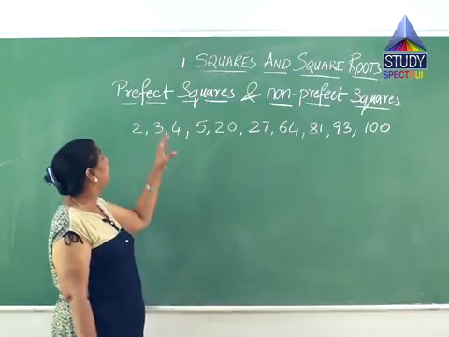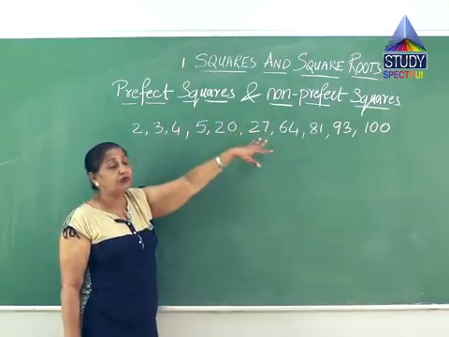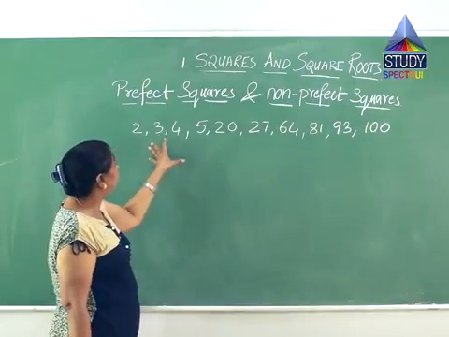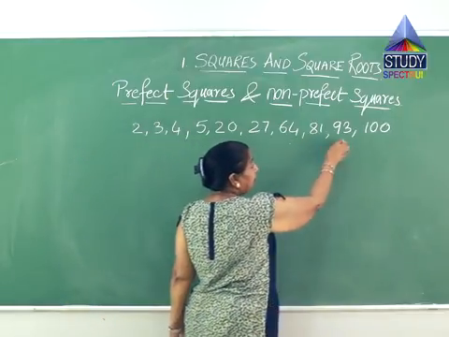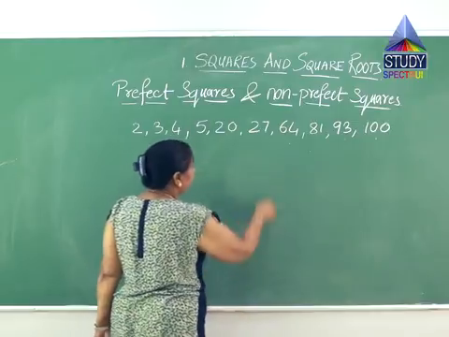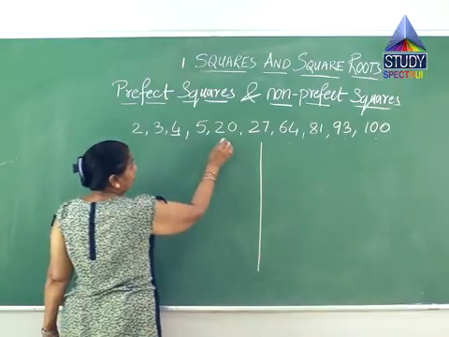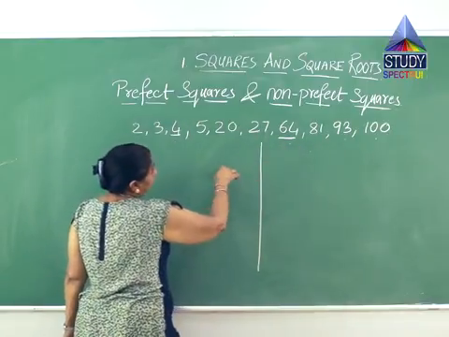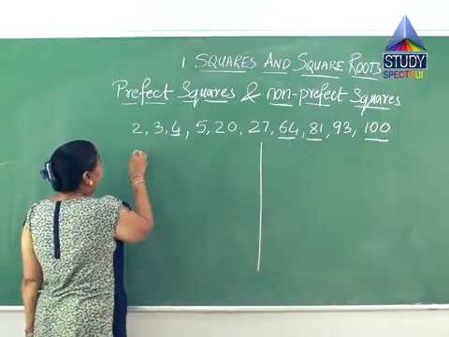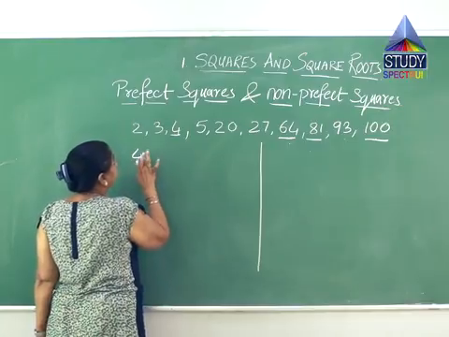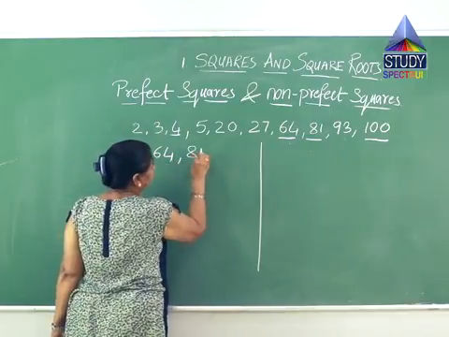Now children, let's consider another topic in this chapter, that is perfect squares and non-perfect squares. Now consider these numbers, that is 2, 3, 4, 5, 20, 27, 64, 81, 93 and 100. These numbers I can divide into two groups. That I know this, 4, 64, then 81 and 100. These are the perfect squares, as these have the integers which multiplied by itself give me this number.